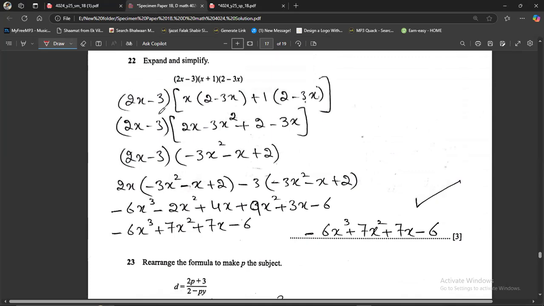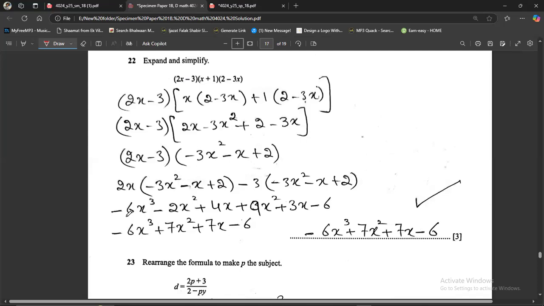So you will have 2x minus 3. This x will multiply with this bracket, x bracket 2 minus 3x. Then this plus will multiply with this third bracket. Okay. So you will have 2x minus 3 square bracket 2x minus 3x square plus 2 minus 3x square bracket close. So you will have 2x minus 3 in the bracket, and in this bracket you will have minus 3x square minus x plus 2. Now this bracket will multiply with this bracket. So this will multiply with this, then minus 3 will multiply this. Okay, 2x bracket minus 3x square minus x plus 2 bracket close. Then minus 3 will multiply with this bracket minus 3x square minus x plus 2 bracket close.